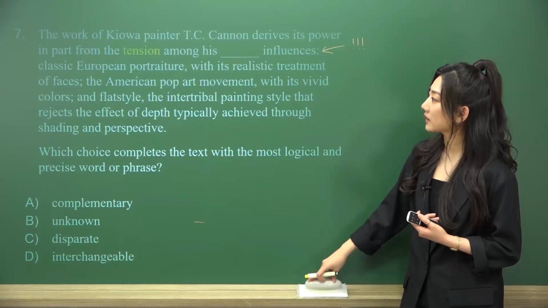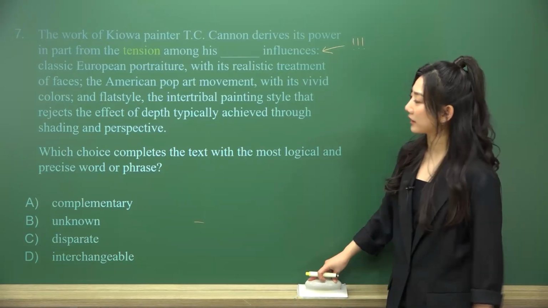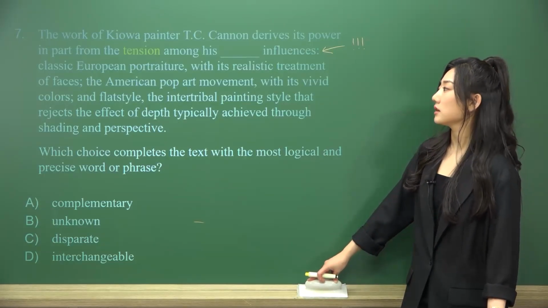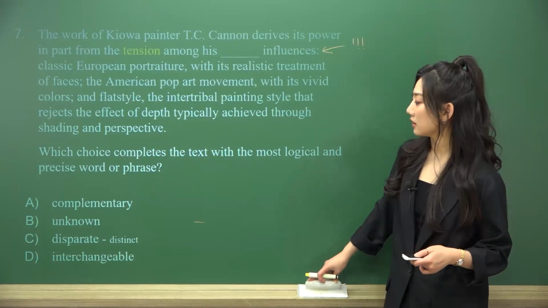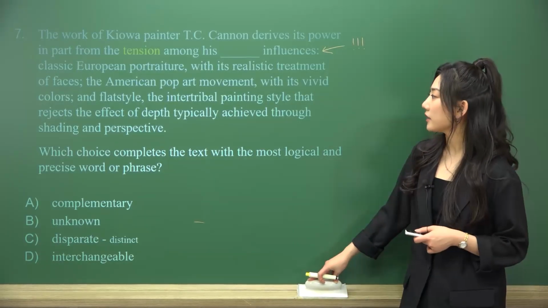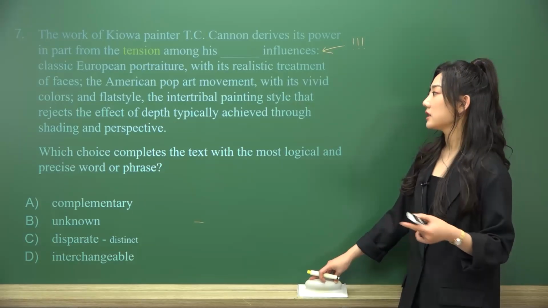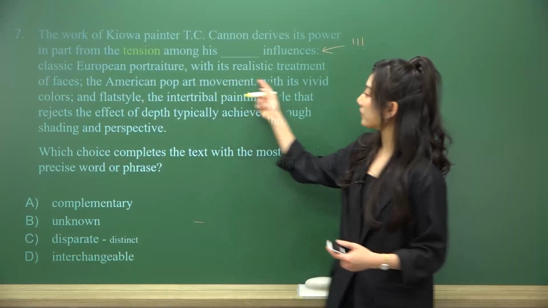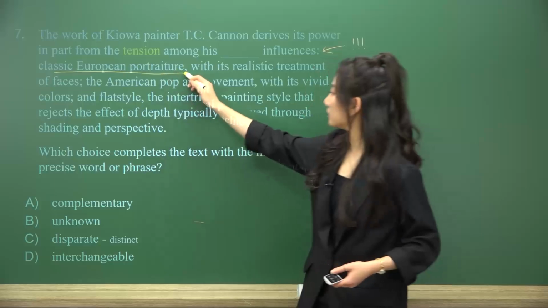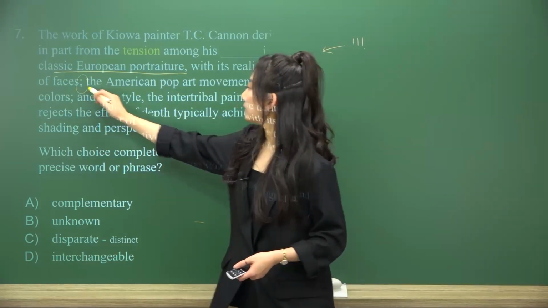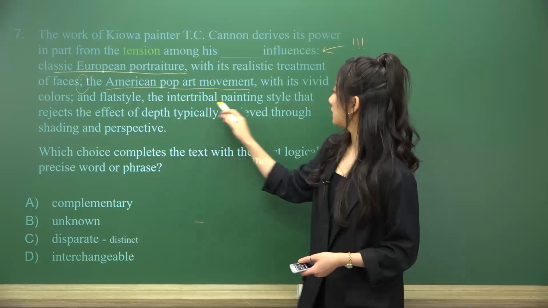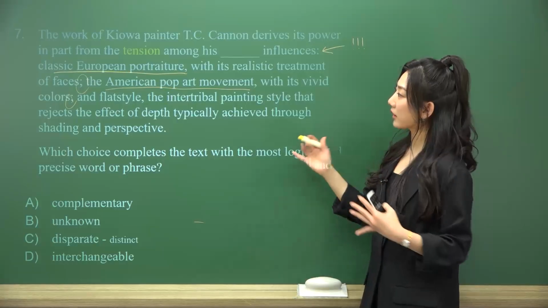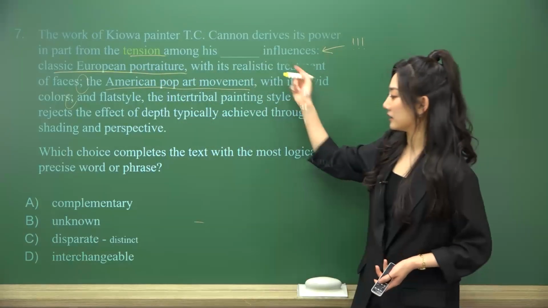Okay. Now, how was there a tension among his blank influences? Classic European portraiture with its realistic treatment of faces, the American pop art movement with its vivid colors, and flat style, the intertribal painting style that, blah, blah, typically achieved through shading and perspective. So there's a lot. So we're going to be kind of looking at what this is saying. There's classic European portraiture, semicolon, the American pop art movement, semicolon, right? And flat style. So he has 3 parts, and there's going to be a tension among his blank.